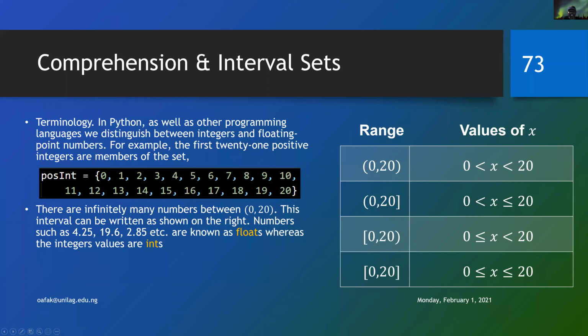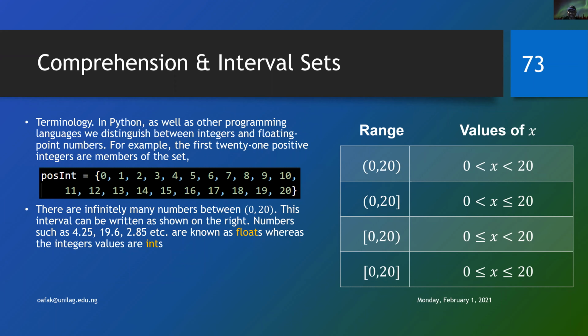For terminology, we are going to look at the difference between when numbers are taken as integers and when they are floating point numbers. For example, the first 21 positive numbers starting from 0 are members of the set of positive integers: 0, 1, 2, 3, all the way to 20. There are 21 numbers there, and they are all integers.